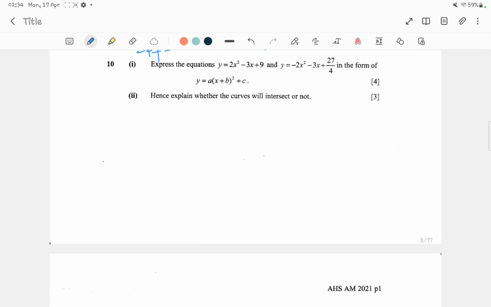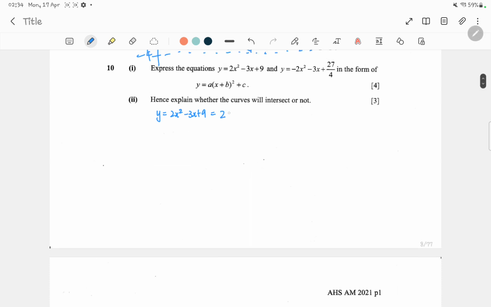So what I'm going to do over here is complete the square. y equals 2x squared minus 3x plus 9. First things first, you need to take out the 2. That is always the first step that you must do: you take out the coefficient of x squared, factor it out. So this gives us 2 bracket x squared minus 3 over 2 x. I'm going to take out the 2 only for the first 2 terms, and leave the constant 9 outside.